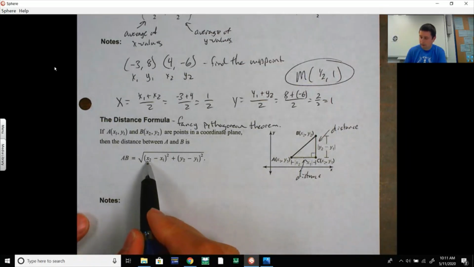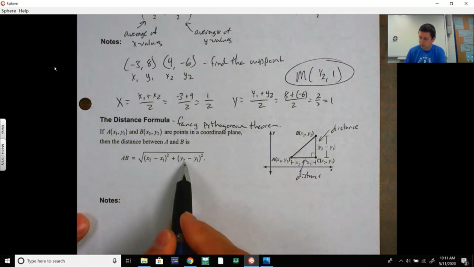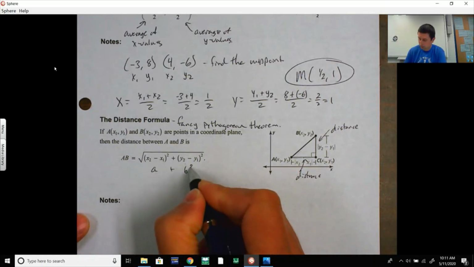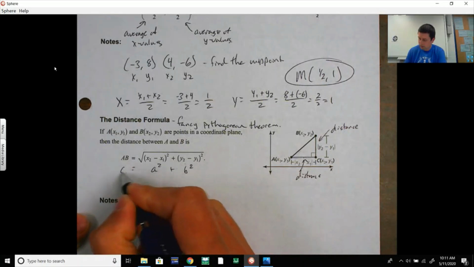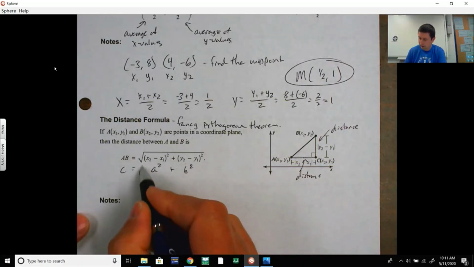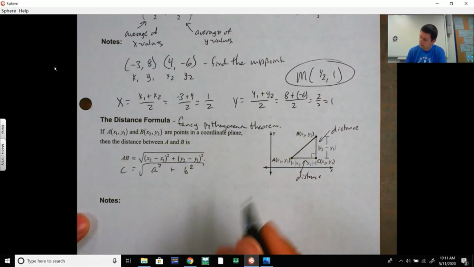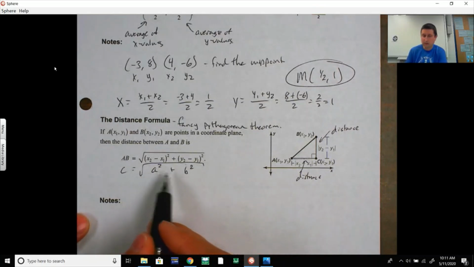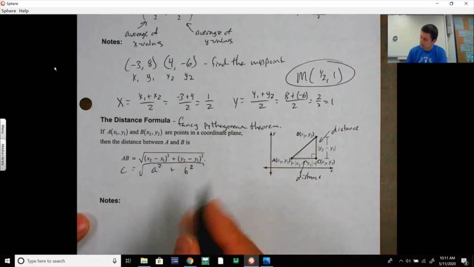So it's x2 minus x1 squared. There's the a squared plus b squared. This is kind of like a squared plus b squared equals c squared. Now they already did the square root step like that. So there's the Pythagorean theorem. C is the square root of a squared plus b squared. Make sure you're adding them before you do anything else.